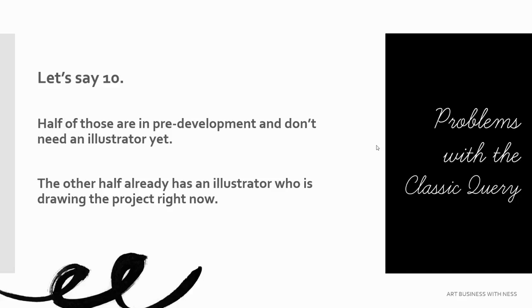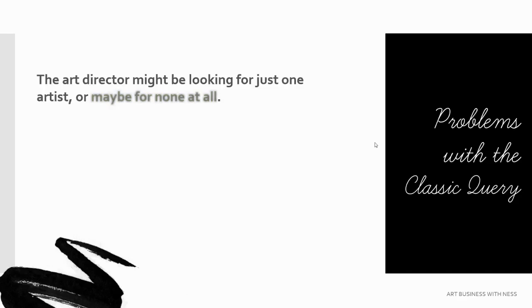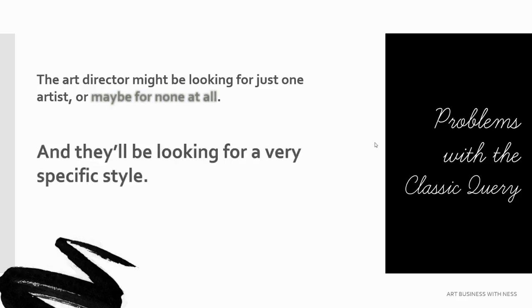The other half are later in the development. They already have an illustrator for the project. In fact, the illustrator is drawing this book right now. So this art director is maybe looking for one artist, or maybe not at all. Maybe they're not looking for anyone, okay? And they're also going to be looking for something very specific.